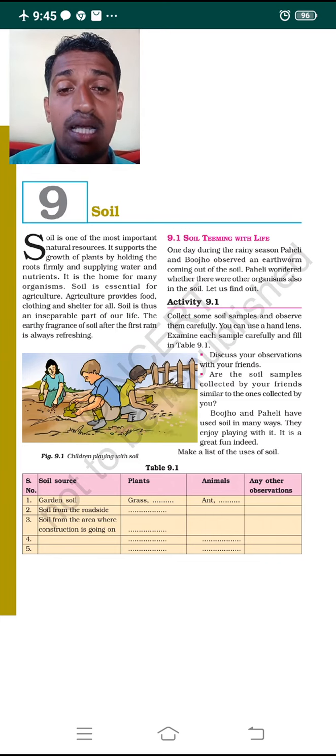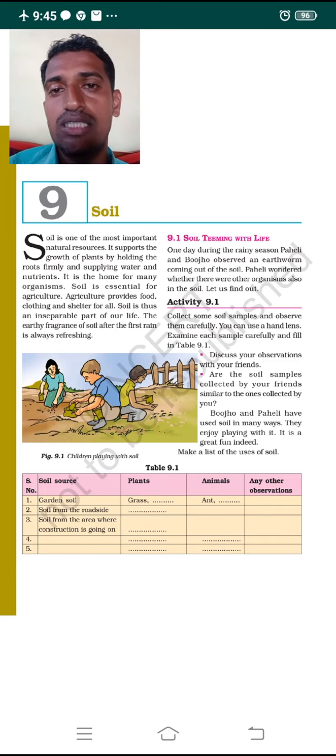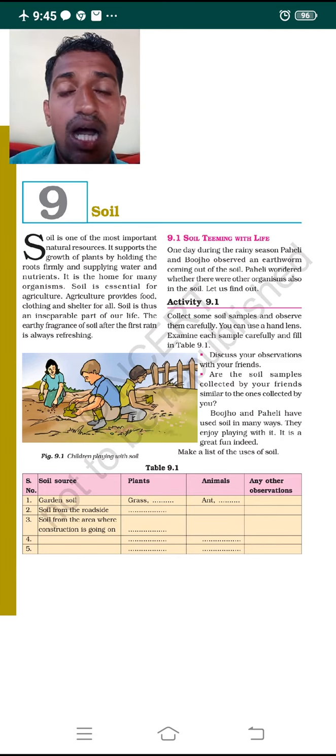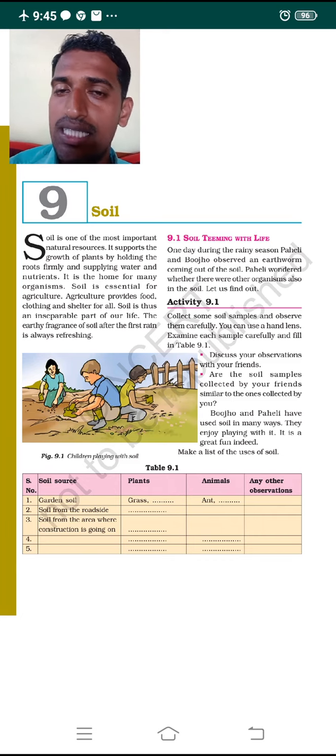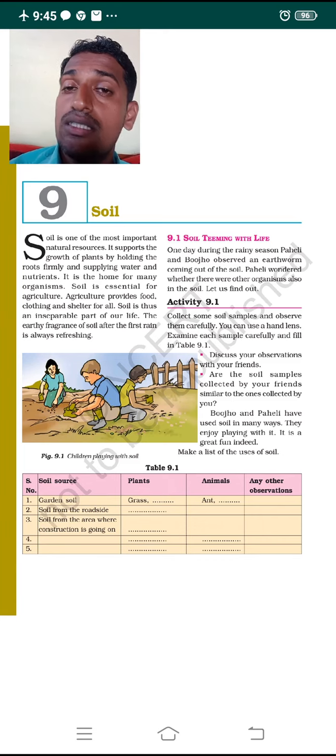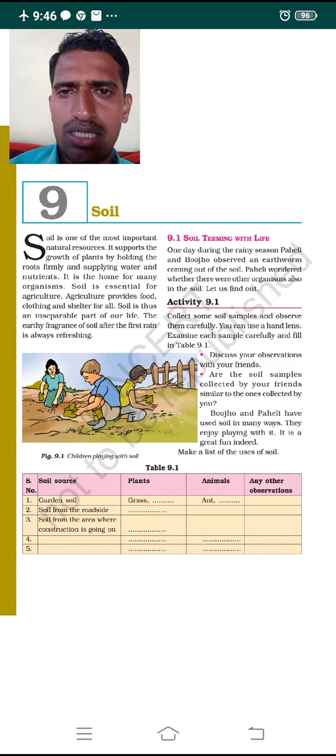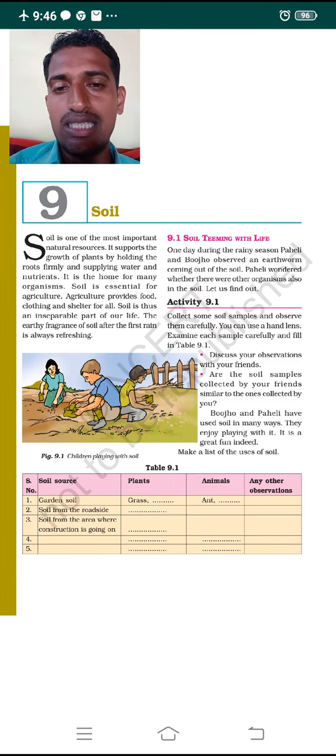Examine means check out the sample carefully, and fill up your observations in the following table 9.1. You can also discuss with your friends. Is the soil sample collected by your friends the same as the one you have collected? Find out the differences in the soil samples and what different kinds of organisms are found. Almost the same kinds of organisms are found, but different things are available in different kinds of soil. You might have also played with the soil during the rainy season. It is enjoyable and fun indeed.